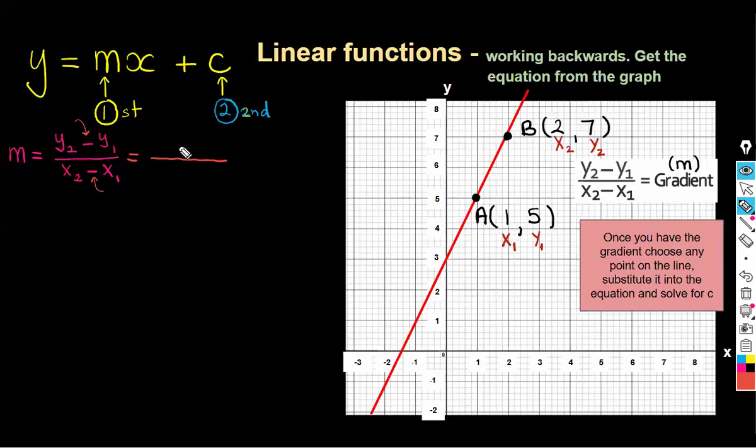So let's substitute in the values. I'm going to put in the 2 minus signs, so I don't forget them. How much is y2? y2 is 7. The formula comes with a minus sign. How much is y1? y1 is 5. How much is x2? x2 is 2. How much is x1? 1. Let's work this out. 7 minus 5 is 2. 2 minus 1 is 1. 2 divided by 1 is 2.